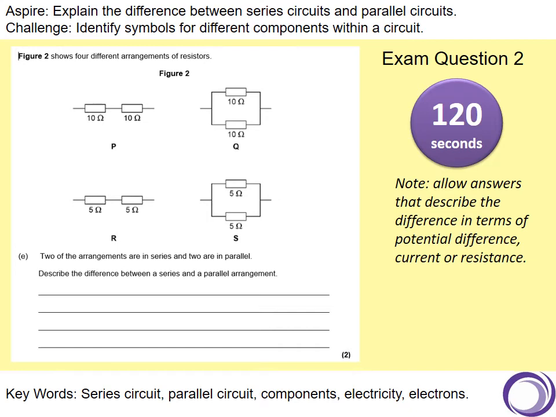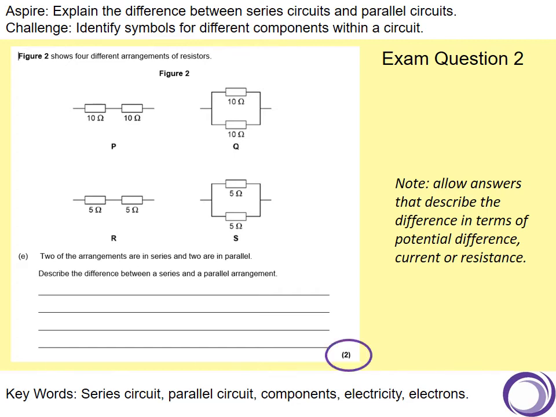Now, you can discuss the difference in terms of potential difference, current or resistance, or you can talk about how they're actually set up within their circuit. You've got 120 seconds to complete this. As you can see, the question is worth 2 marks. Therefore, the examiner is going to want you to see 2 relevant comments made. So we'll start the timer now for 2 minutes.